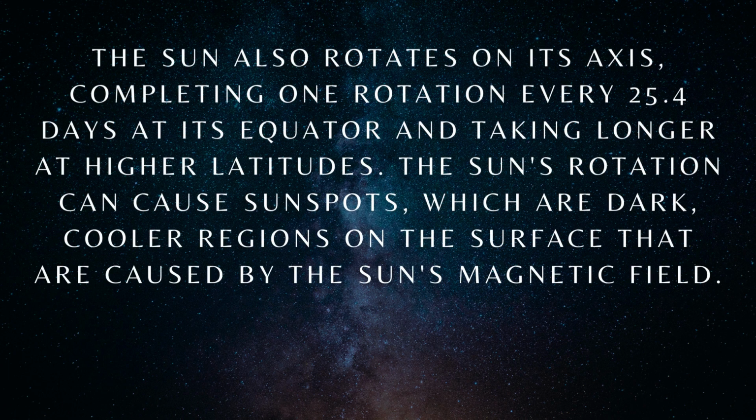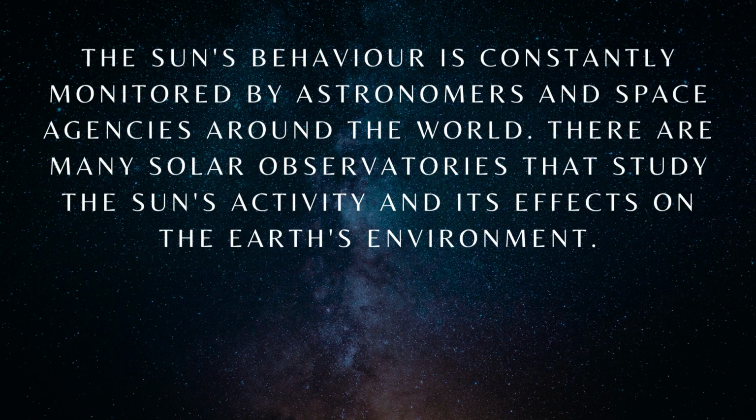The Sun also rotates on its axis, completing one rotation every 25.4 days at its equator and taking longer at higher latitudes. The Sun's rotation can cause sunspots, which are dark, cooler regions on the surface that are caused by the Sun's magnetic field. The Sun's behavior is constantly monitored by astronomers and space agencies around the world.